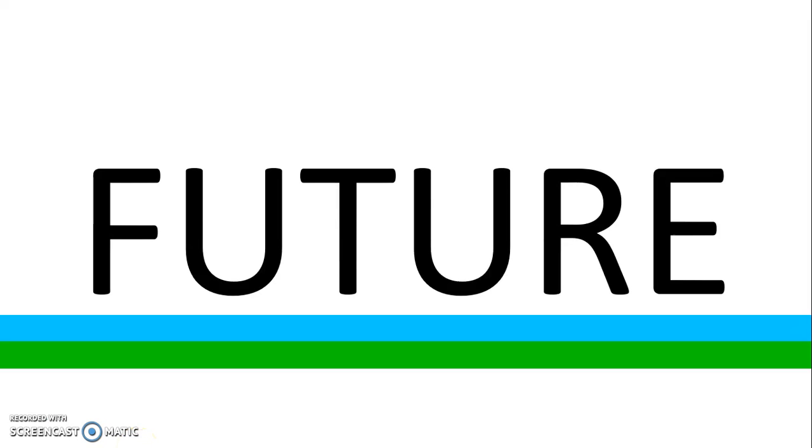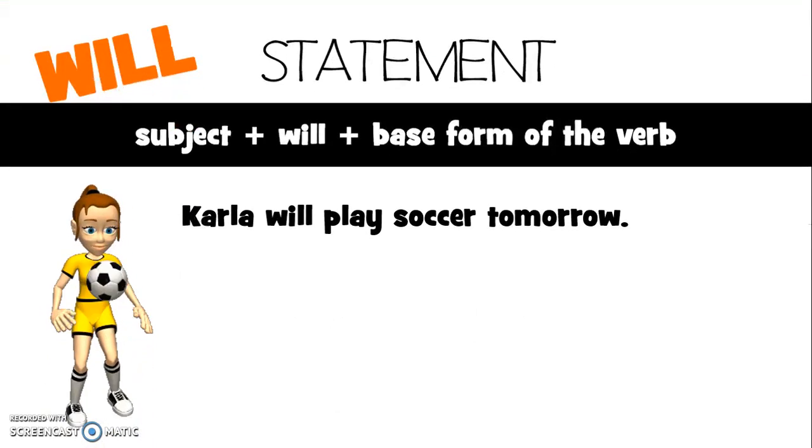Today we're going to review the future tense. For referring to the future, we can use the auxiliary will or going to. First, we're going to start with will.